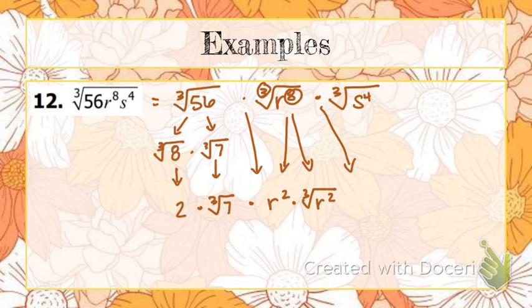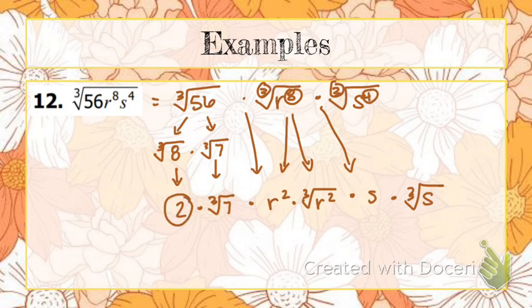Then we get our final multiplication sign. 3 does not go into 4 evenly. So we're going to have an s times a cube root of s, and we have to figure out the powers. 3 goes into 4 one time with 1 left over. We know that those 1s are unnecessary because they are understood, so I'm going to delete those. And we've got all the radicals as simplified as we can.